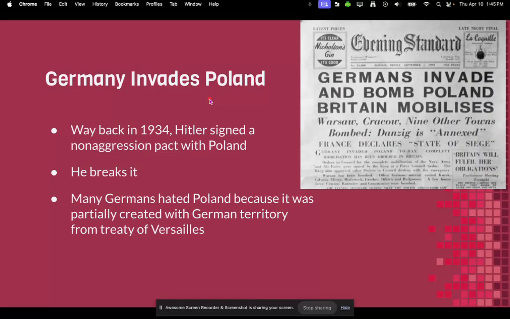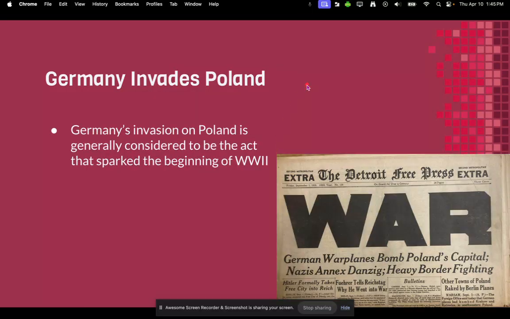So, Germany finally invades Poland. So, a little bit of a back history. Way back in 1934, Hitler signed a non-aggression pact with Poland too, meaning that they wouldn't fight each other. He breaks this. Many Germans hated Poland because it was partially created with German territory from the Treaty of Versailles way back in World War I. Germany's invasion of Poland is generally considered to be the act that sparked the beginning of World War II.